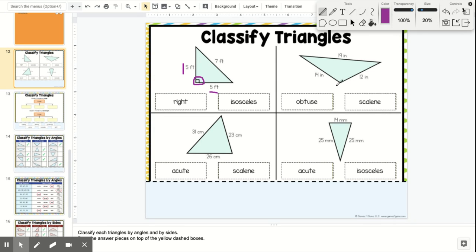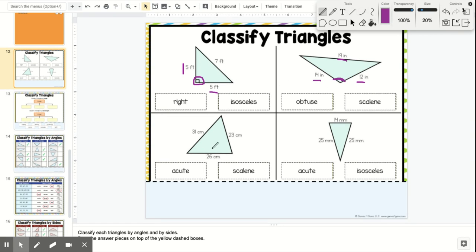The one over here is called an obtuse scalene. The obtuse angle is right here. Remember, obtuse means it is bigger than 90 degrees. And then it's scalene because none of the sides are the same. All three sides are different.